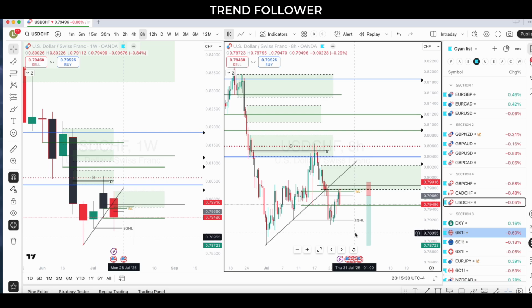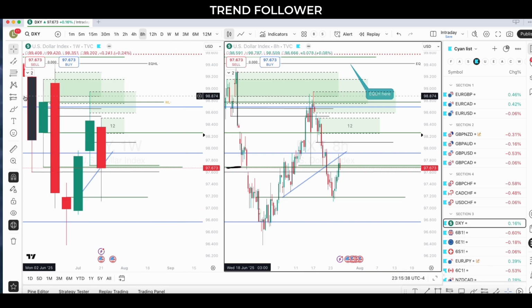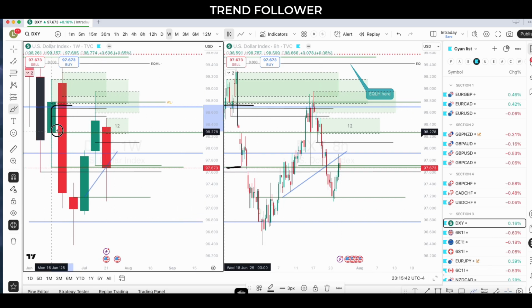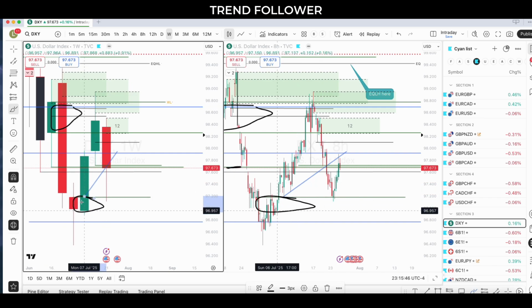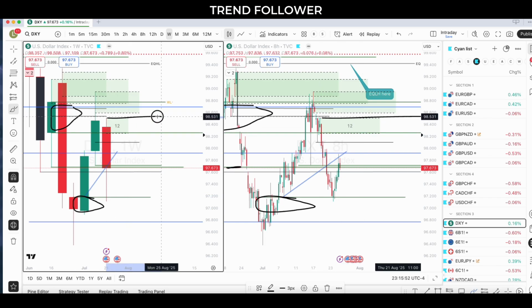So with that said, let's start with the futures charts, right? So we'll start with DXY. With respect to DXY, something really interesting has happened. It has taken this weekly liquidity here and it has taken the weekly liquidity here, right? So now where will it go? I don't know, right? But the safest option is that it tests this weekly high and comes here, right?